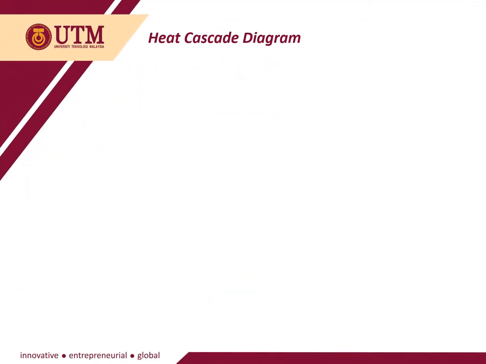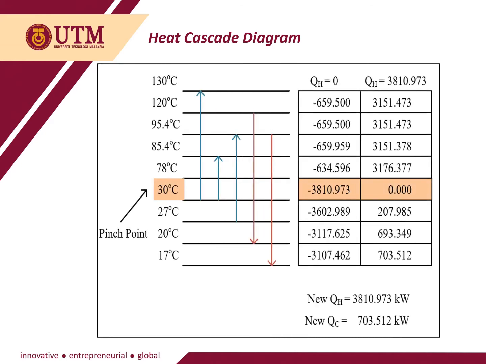In heat cascade diagram, we will find the pinch point. First, we will start QH with 0 and add it with the enthalpy streams. If the 0 did not appear in any temperature point, we will choose the number that is far from 0. For example, it is negative 3810 and 973 kilowatts. Hence, we will get 30 degrees Celsius as a new pinch point for the cold temperature and 40 degrees Celsius for the hot pinch temperature. We will also get a new QH and a new QC as it is stated in this figure.